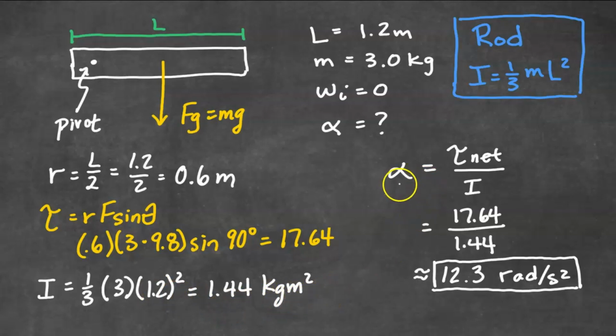To calculate the angular acceleration, we're going to use net torque divided by rotational inertia. Notice this looks very similar to a equals F net over m, the linear version of it. So it looks very similar. And we substitute our values. We get 12.3 radians per second squared.